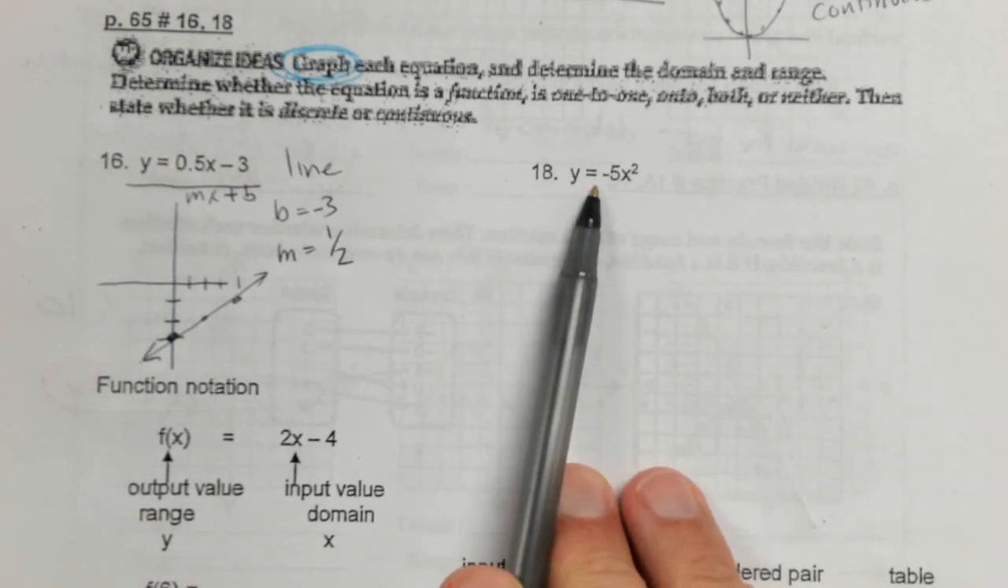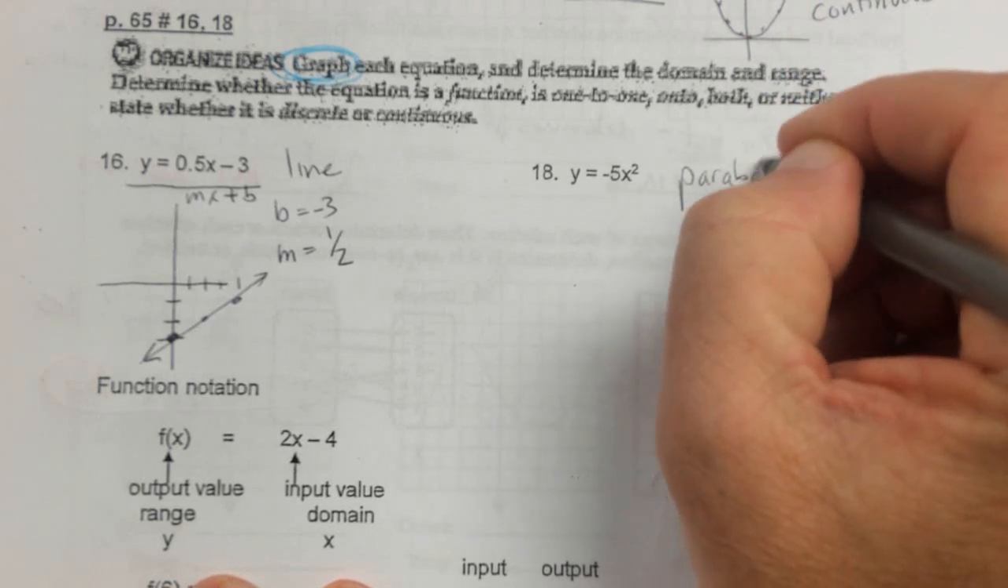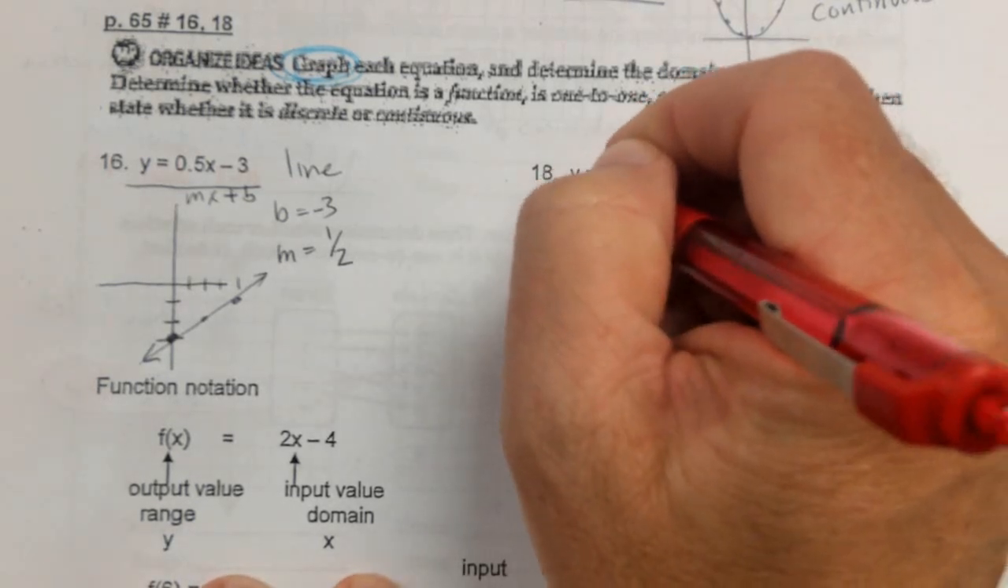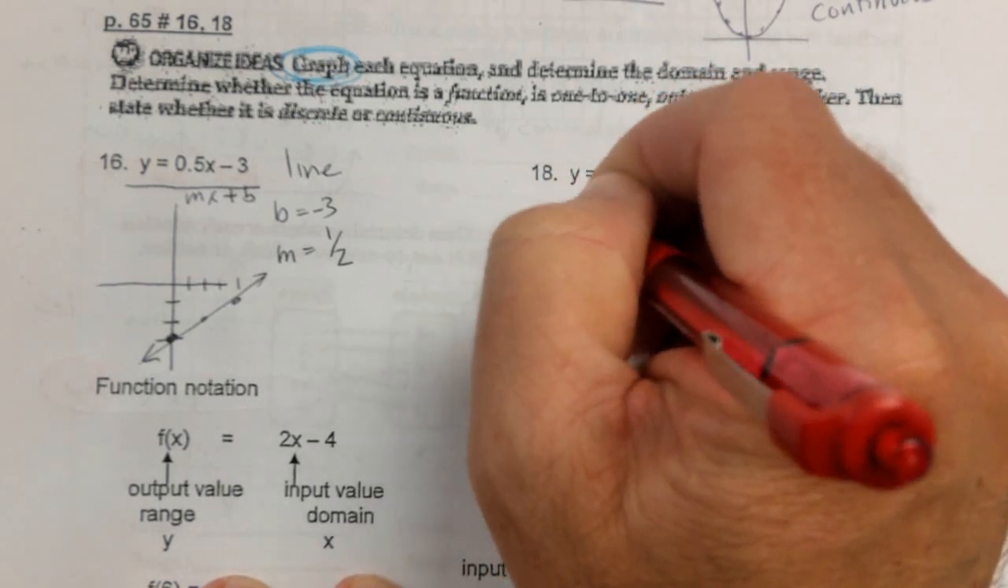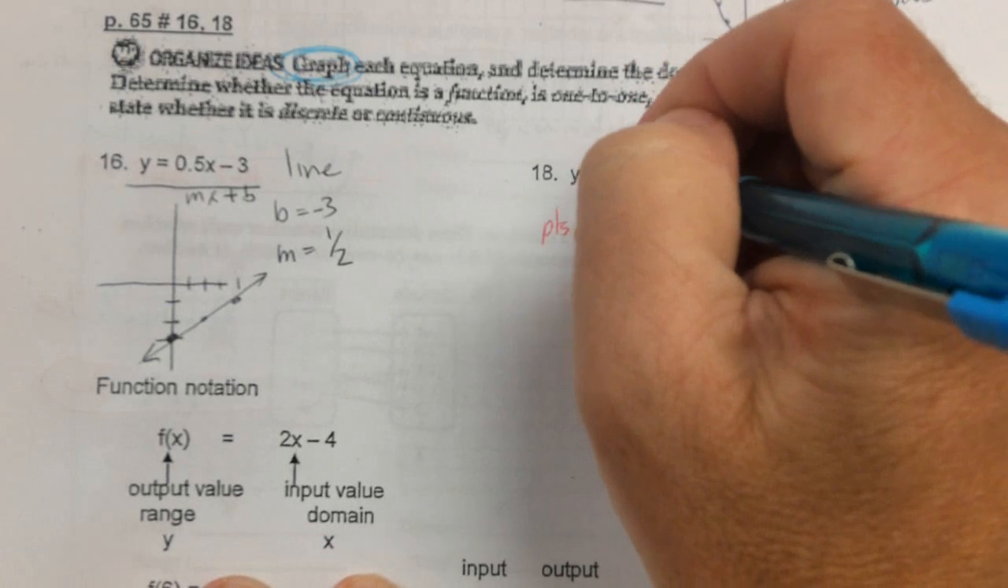How about 18? What shape is that? Parabola. So the x squared means it's a parabola. What about this stuff in front? What's that doing to the graph? It's negative, so it points down. Okay, so it points down. Do you know what the 5 does to the graph?